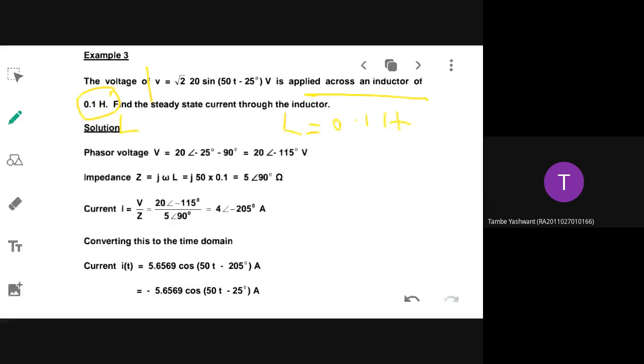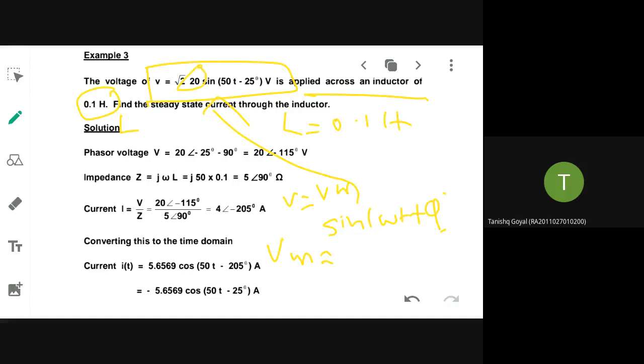The expression for voltage: V is equal to again Vm sin omega t plus phi. That you have to compare here, then determine what is Vm. What is Vm? 20 root 2, that is 20 into square root of 2. So I have to convert that into VRMS.